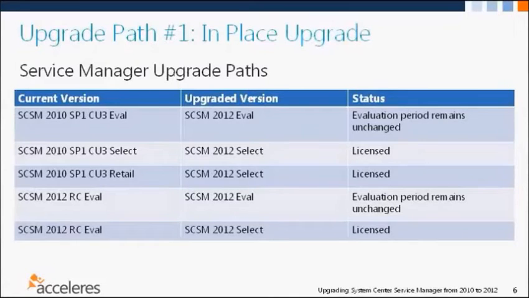So an in-place upgrade. This chart shows if you have a given version of Service Manager 2010, which versions of 2012 you can upgrade to, and what your license status will look like after that. Really the most important thing here is if you're in production with Service Manager 2010, the version you'll need is SP1 CU3. You have to have at least Service Manager 2010 SP1 CU3 in order to do the in-place upgrade. And if you're in production and supported with your licenses in 2010, you will be after your upgrade to 2012 as well.